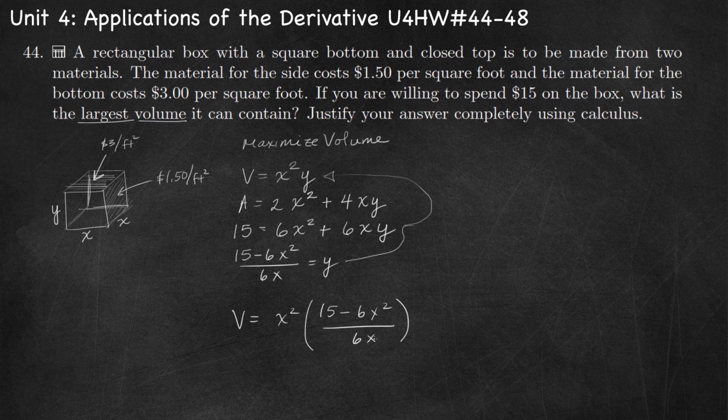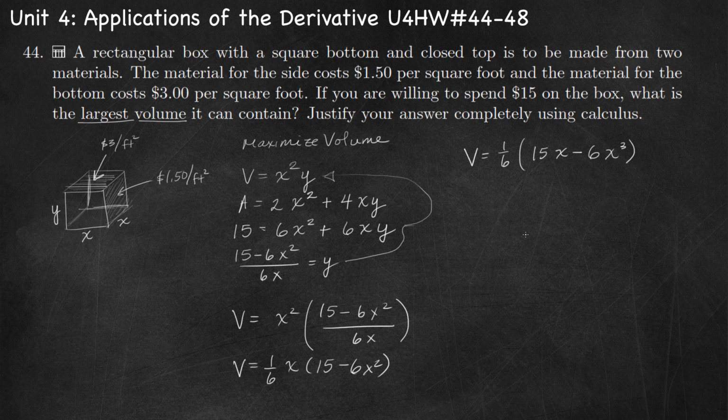And then we can simplify this. x squared over 6x is just going to be x over 6. So 1 over 6 times x times 15 minus 6x squared. I'm going to go ahead and distribute the x. So I have volume equals 1 over 6 times 15x minus 6x cubed.